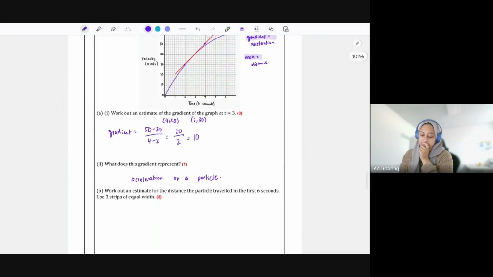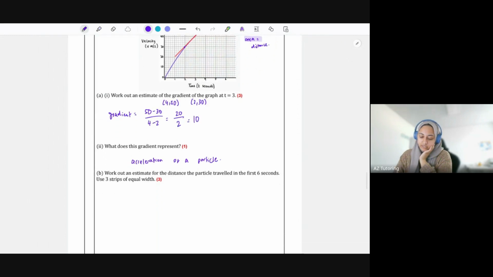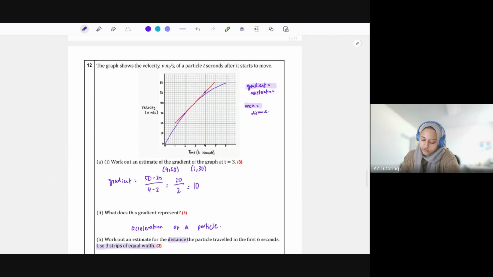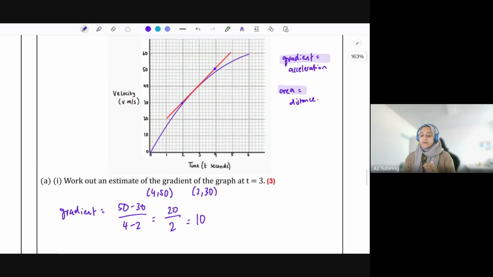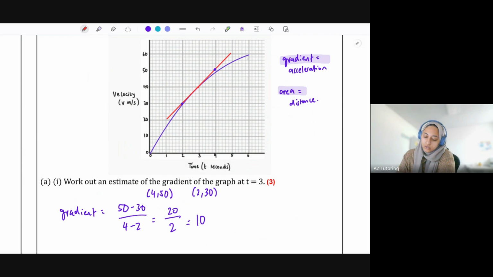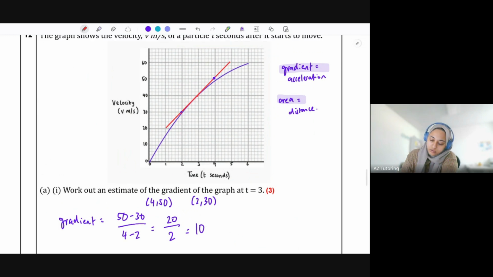Part B says, work out an estimate for the distance the particle traveled in the first 6 seconds. The question has even said as well, use three strips of equal width. So they've given you kind of the answer. They're helping you do it by saying that. So you should know that distance is area under the graph, which we've just said up here. So we need to split this into 3 equal strips. Since there's 6 seconds, 3 equal strips of that, I'm going to do this in red as well. So 6 divided by 3 is 2. So I'm going to do strips of 2, so like so.